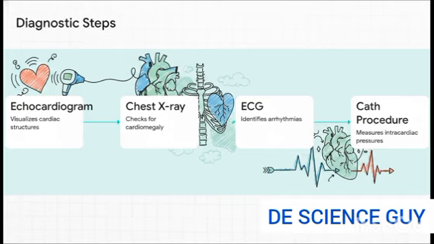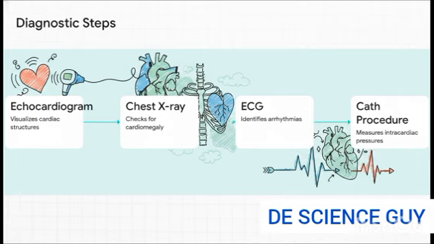Next up, a chest X-ray might be used to check for cardiomegaly, an enlarged heart, or abnormal vascular patterns in the lungs. Then, electrocardiography, or an ECG, is brought in to identify arrhythmias and chamber hypertrophy.